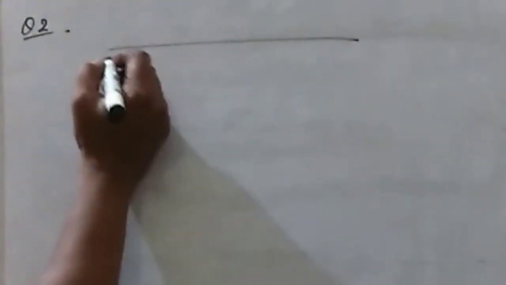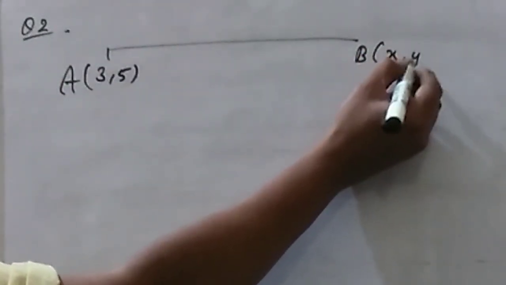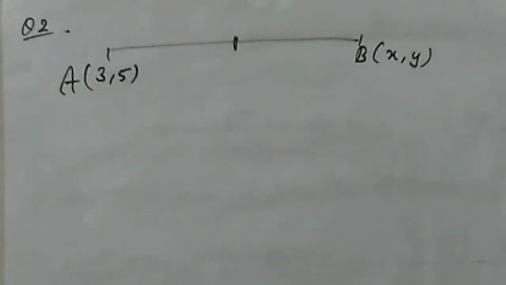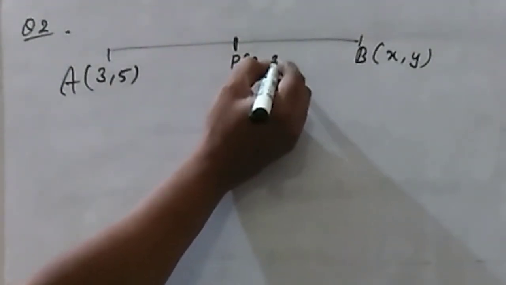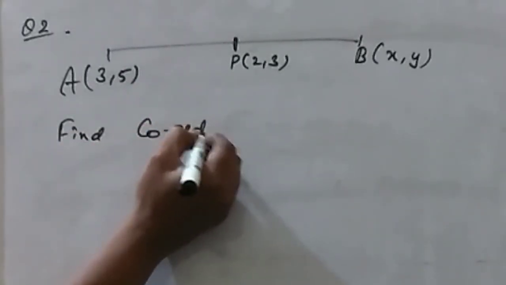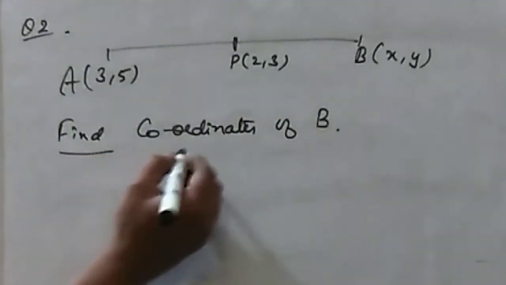Question number 2. Points A and B have the coordinates 3, 5 and x, y respectively. The midpoint of AB is 2, 3. Find the values of x and y. So this is a line, A is 3 and 5. And B is not given, x and y. And the midpoint P is given, 2 and 3. We have to find the coordinates of B.